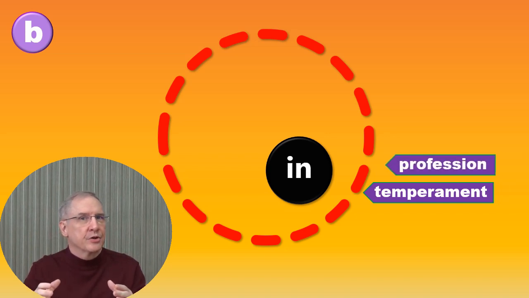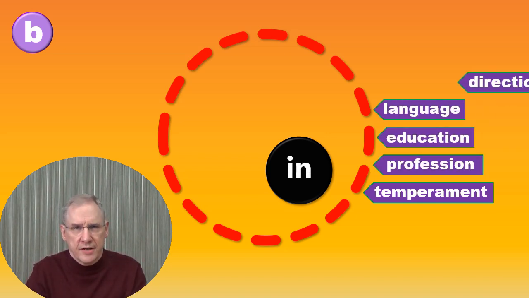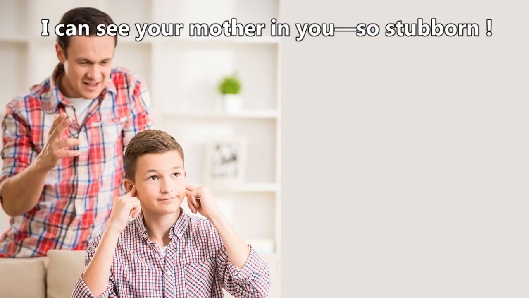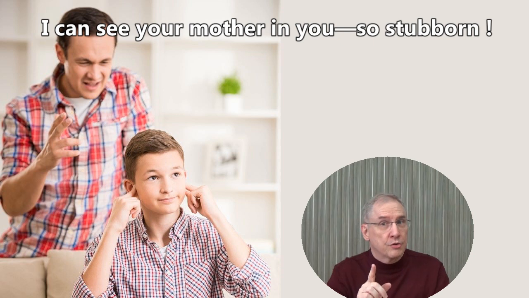Our next examples are used with abstract containers, or less well-defined areas. 12. I can see your mother in you, so stubborn. You're just like your mother. You have that same pig-headed temperament in you as your mother has in her. As a human being, you have a personality or temperament, and you clearly have your mother's stubborn nature.